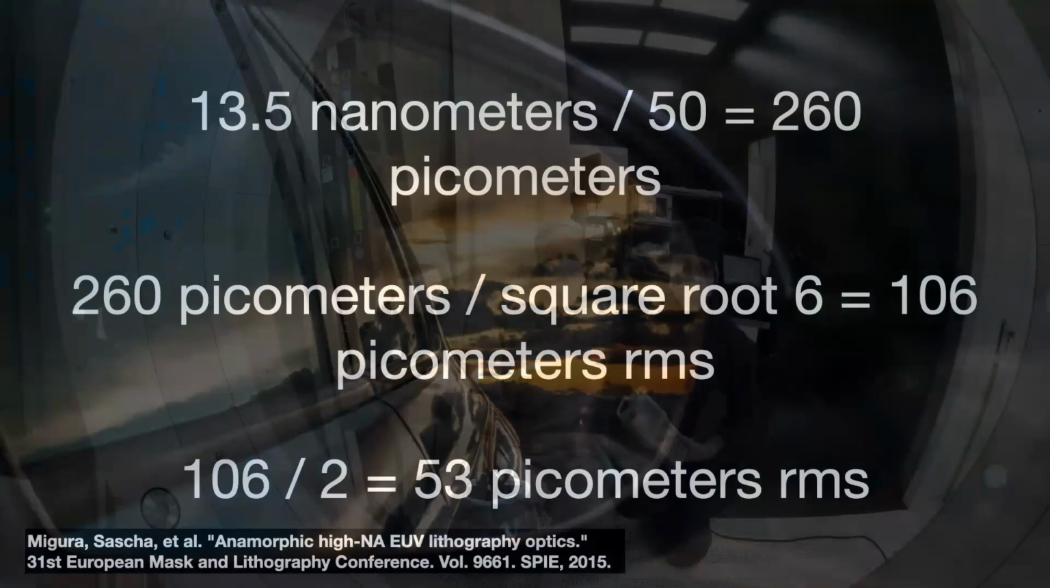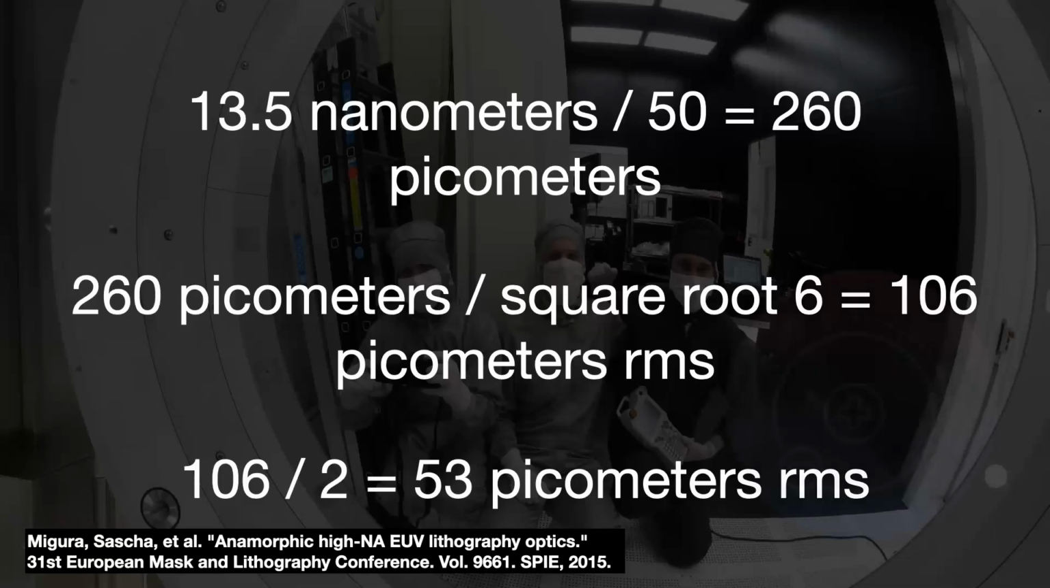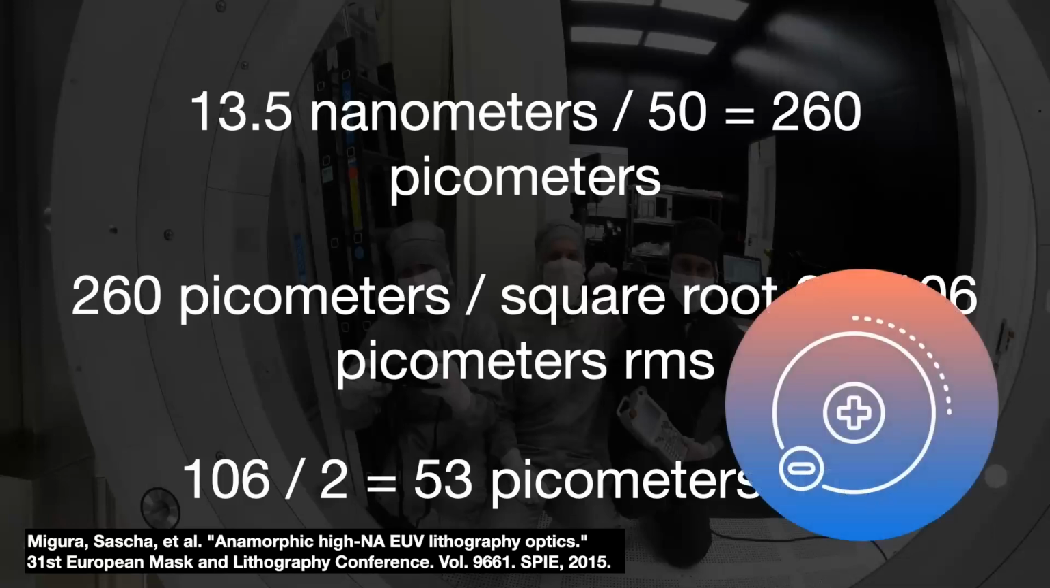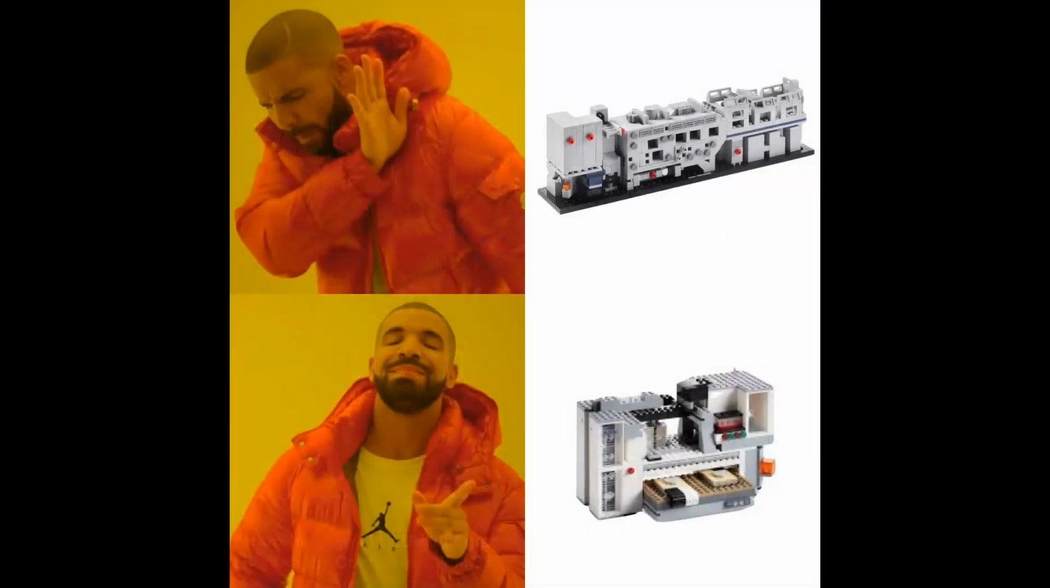So we have to halve the 106 picometers RMS. Thusly, the surface of an EUV mirror must be polished to 53 picometers RMS. That is about the atomic radius of the smallest atom, the hydrogen atom. It is 20 times harder for an EUV system with 6 mirrors to achieve the same wavefront performance of a DUV system with 60 surfaces.